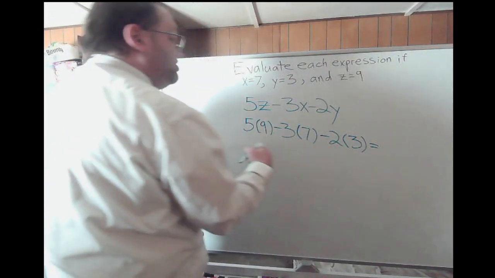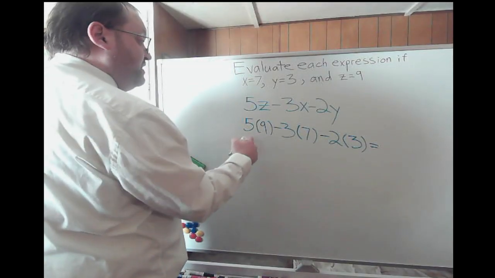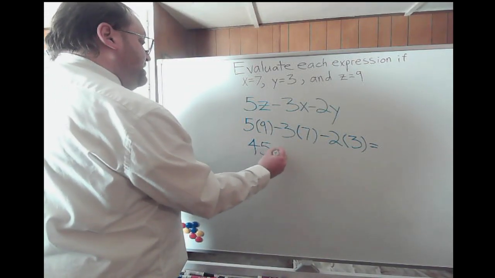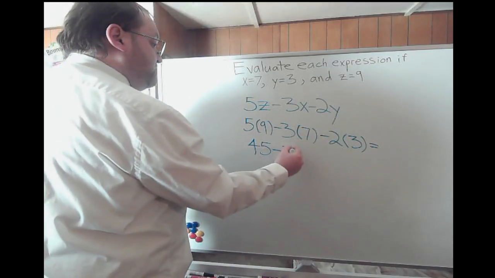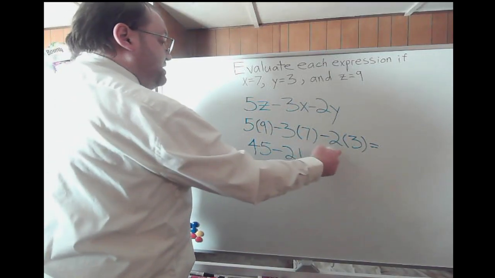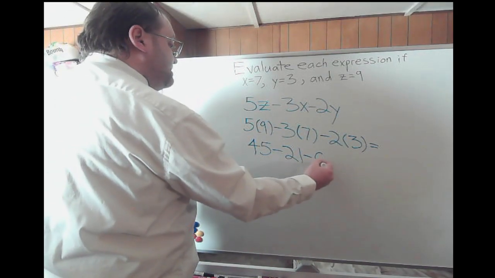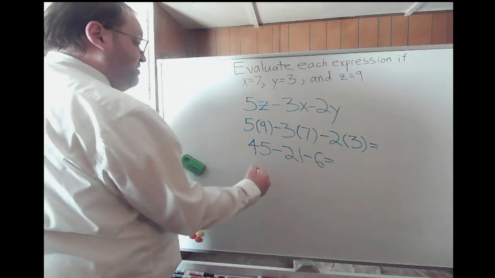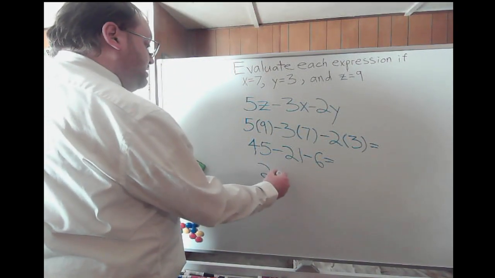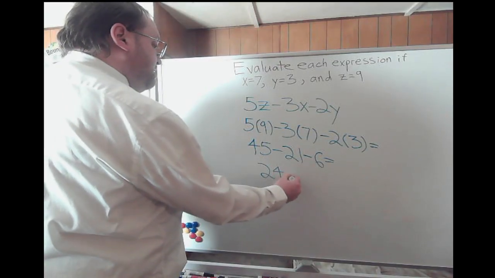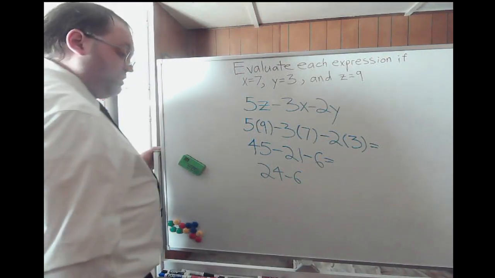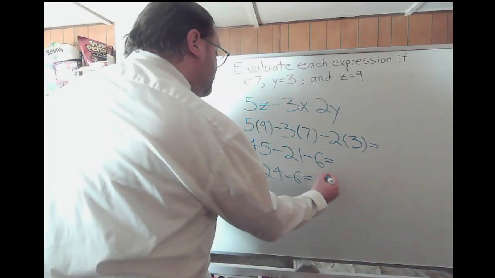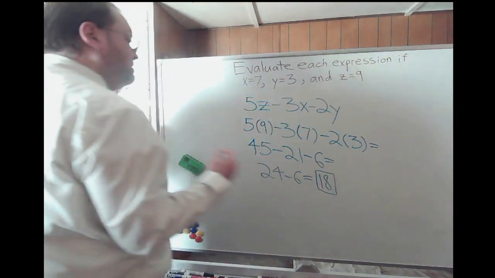Well, of course, you're going to do all your multiplication first. 5 times 9, that's 45. Minus, now what's 3 times 7? That's 21. Minus 2 times 3, which is 6. Now you have a simple subtraction problem. Well, 45 minus 21, that's going to be 24. Minus 6. 24 minus 6, that's going to be 18. So the answer to all this would be 18.